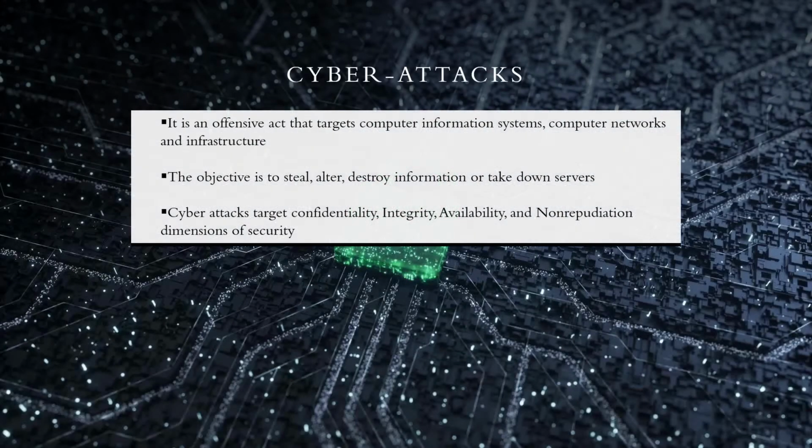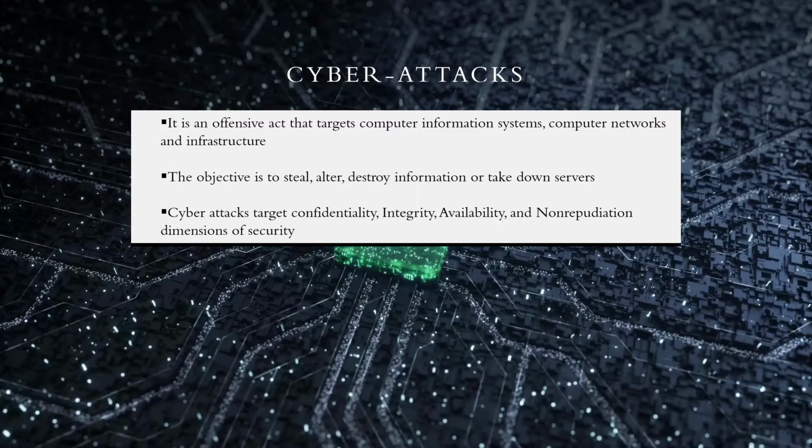In this video, we will be going over various cyber attacks that are launched against computer systems and users. Cyber attack is a term that covers a broad range of attacks. Here we want to discuss some of the important ones. Cyber attack is basically an offensive act that targets computer information systems, computer networks, and infrastructure. The objectives of a cyber attack include stealing, altering, destroying information, or taking down servers.